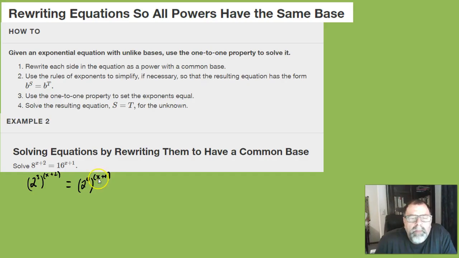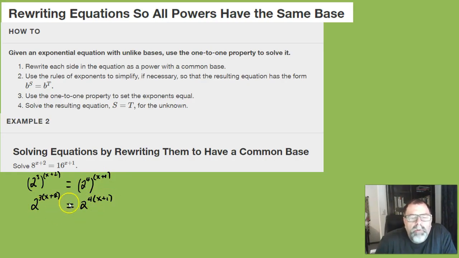Now we have to use some exponent rules. Power to the power, you multiply. So we're going to do 3 times x plus 2. You can distribute that now or we can do it later. It doesn't matter. And then same thing here. Power to power, we multiply.